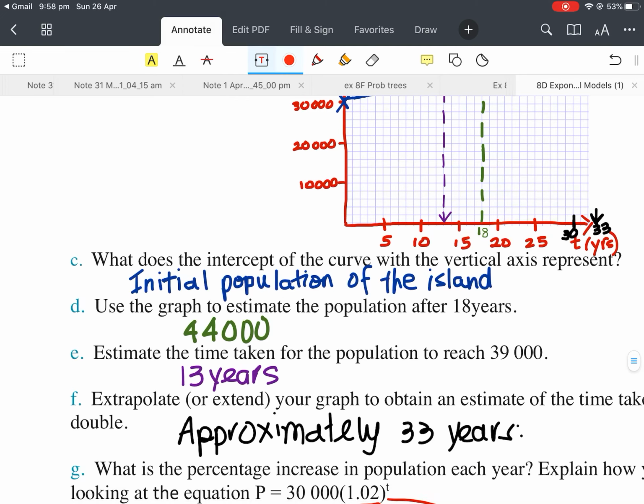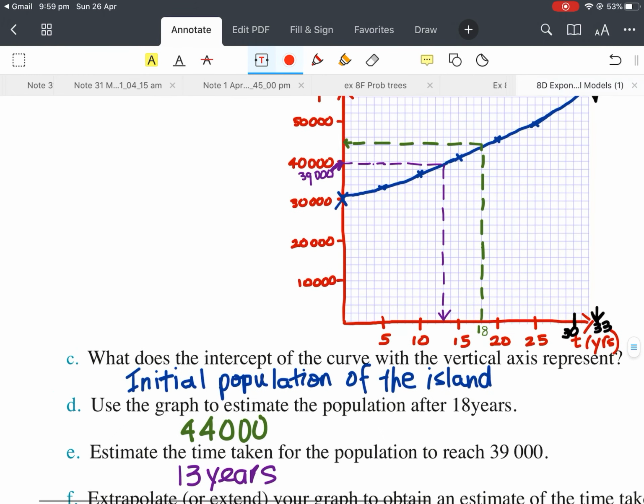So question C first asks, what does the intercept of the curve with the vertical axis represent? So hopefully you need to realize where the curve starts at the y-axis. That means that's the starting population of the island, also known as the initial population.